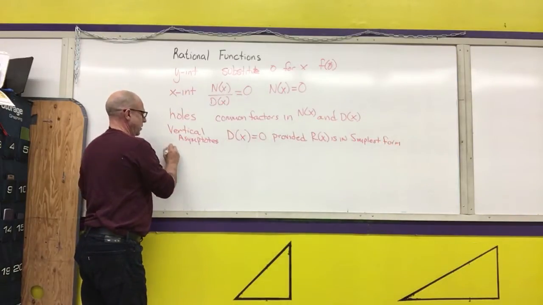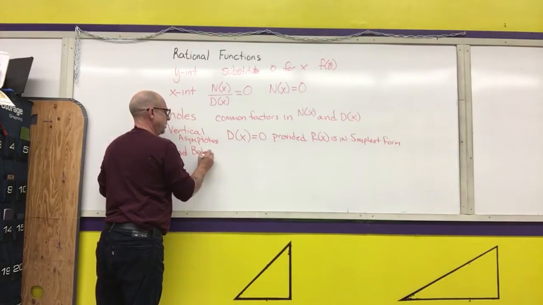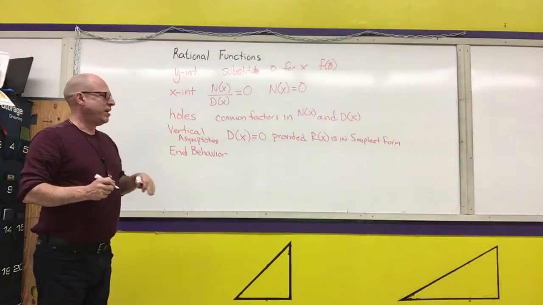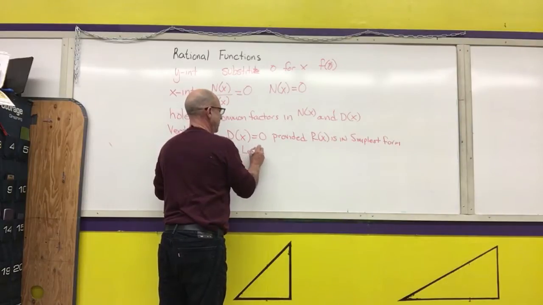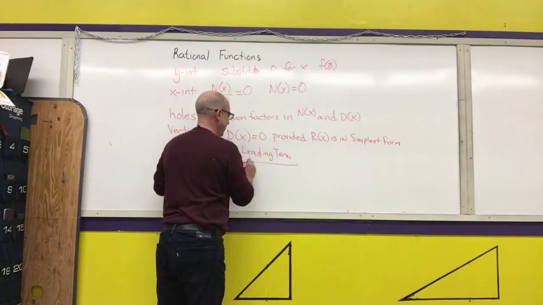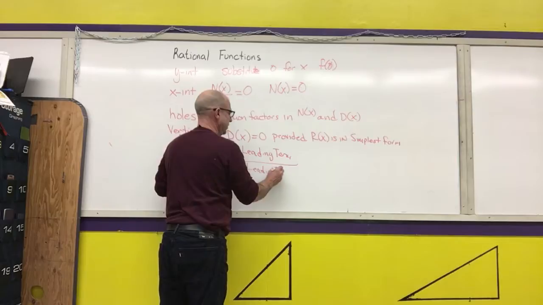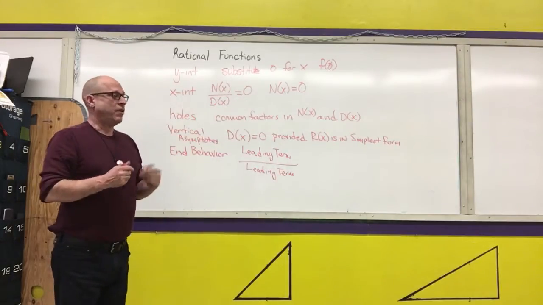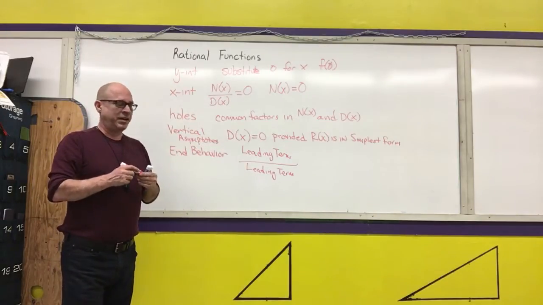And the last thing we want to do is discuss the end behavior of our rational functions. The way we analyze the end behavior is we take the leading term of the numerator divided by the leading term of the denominator. And what you can do is actually look at the degree of the numerator over the degree of the denominator.